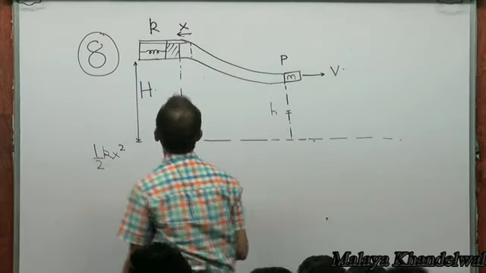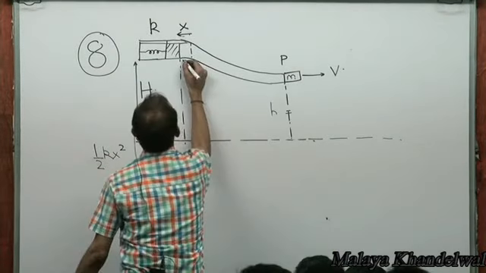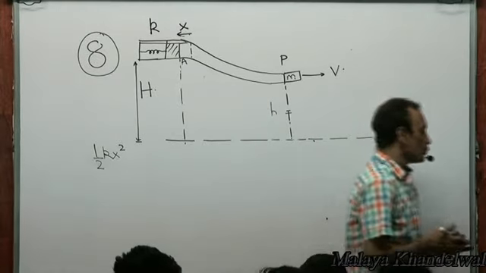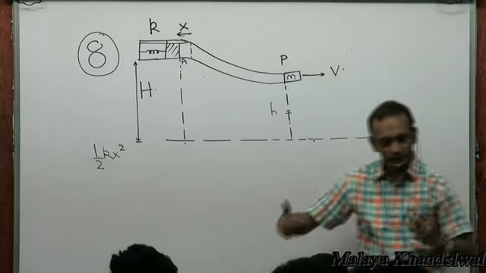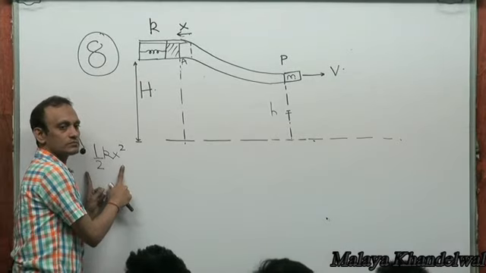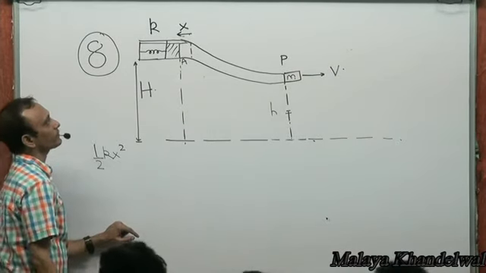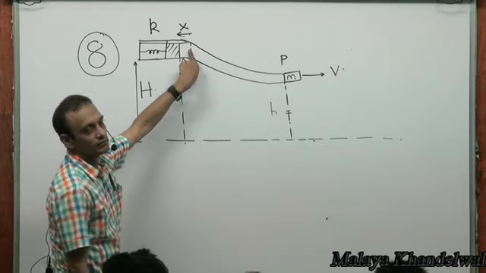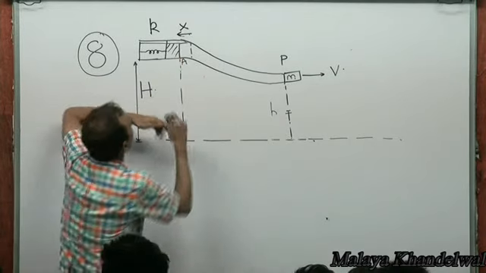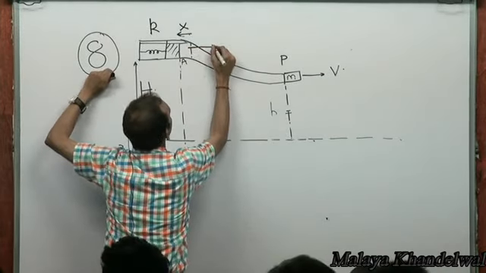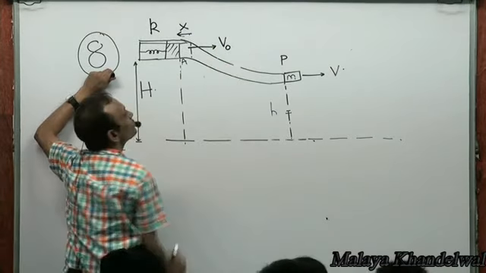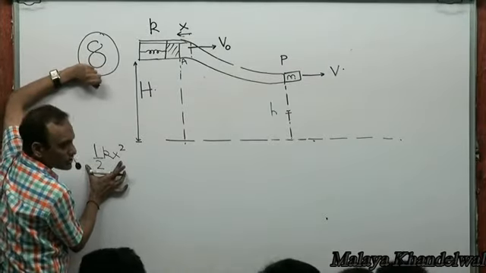Now, if I go from this point A to this point P, between A and P, if I have to deploy the work energy theorem, this is the work done by the spring force, right? And by the time the spring releases this mass, the mass would have developed a velocity v naught. So this is at the behest of the spring force.